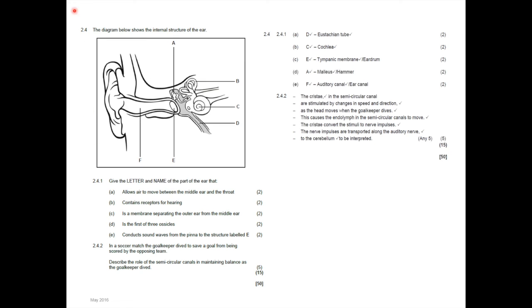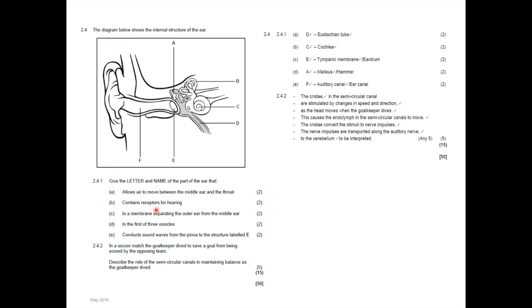And the last question, 2.4. The diagram below shows the internal structure of the ear. 2.4.1. Give the letter and the name of the part of the ear that allows air to move between the middle ear and the throat. Well, there we know it's D and it's the eustachian tube. Spelling is very important. Learn how to spell.